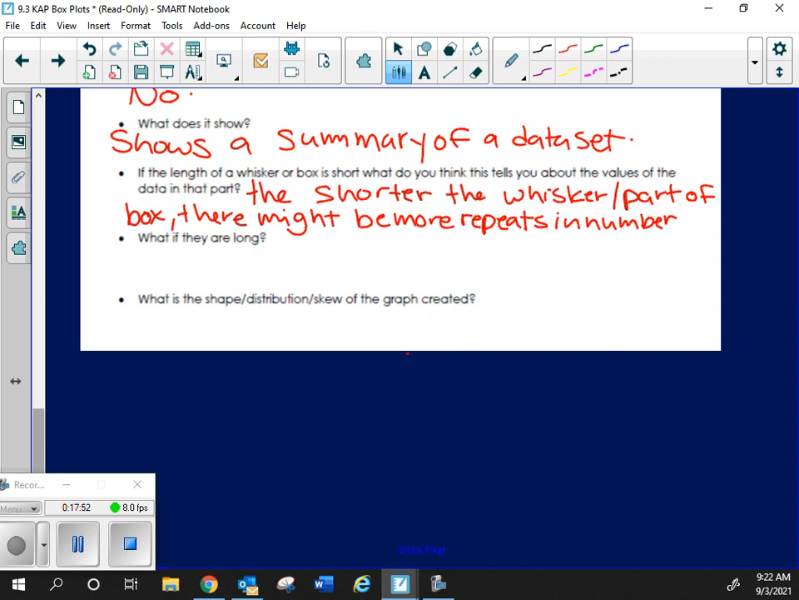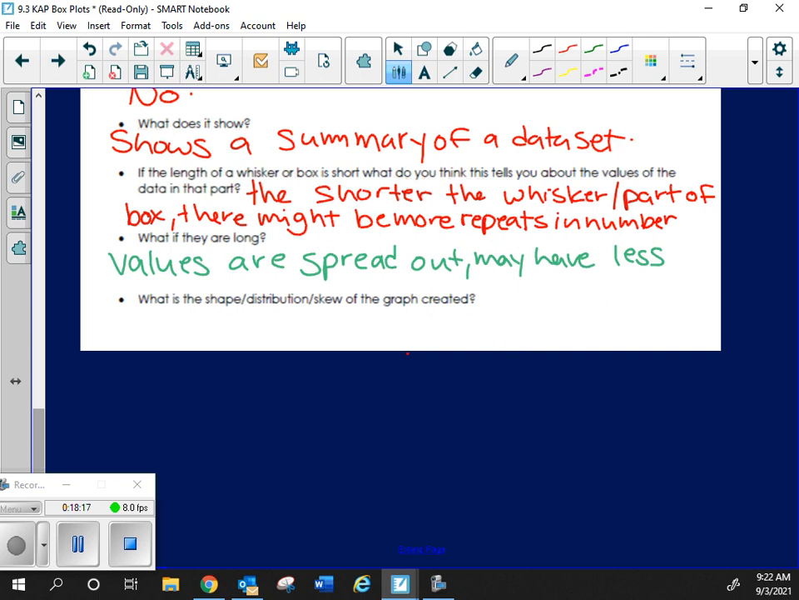On the opposite side of that, if it's long, what does that mean? Big spread, not as many repeats. Very good. Okay, if they are long, values are more spread out. May have less repeats.